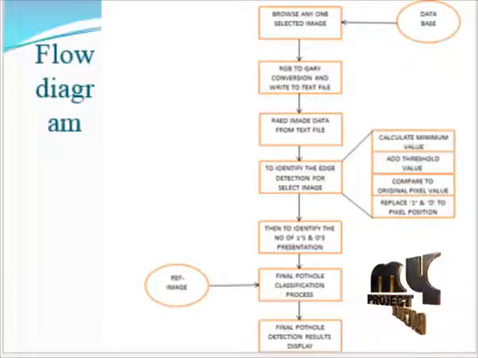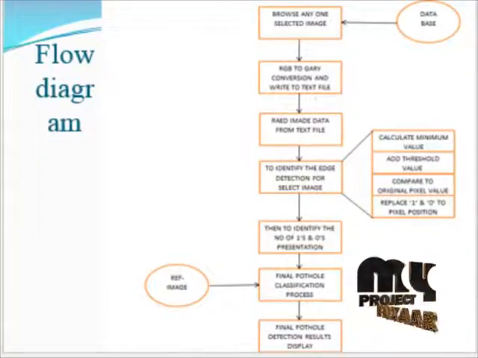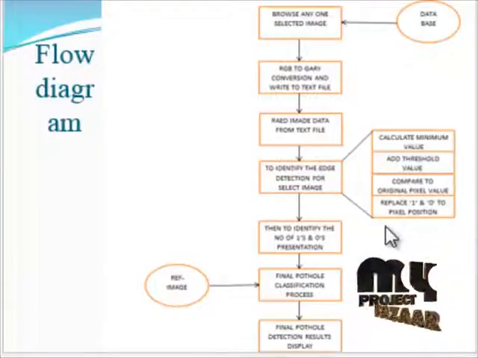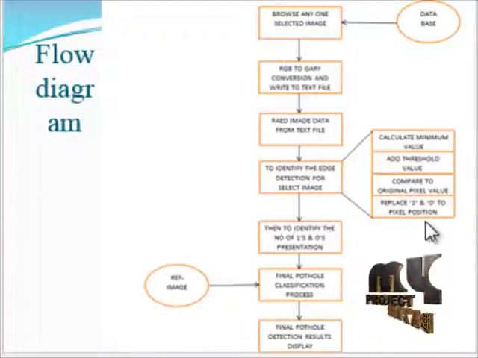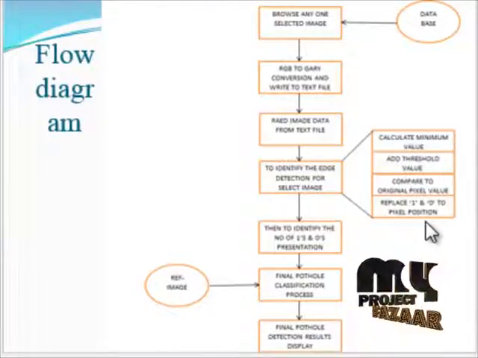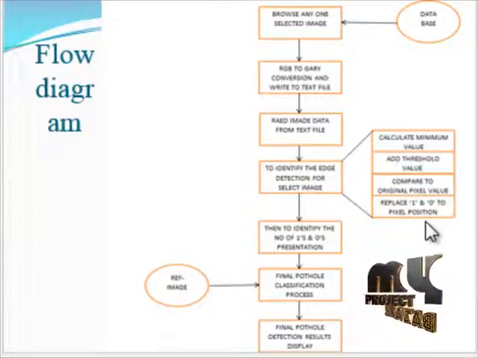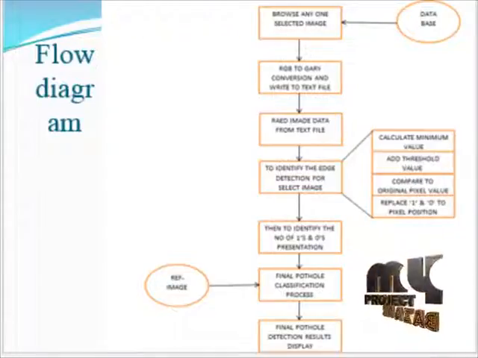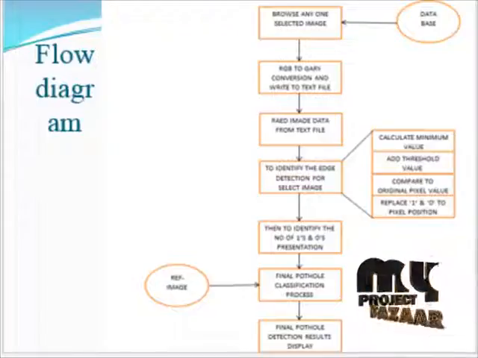After adding the threshold value, we give the clock pulse and compare with the original pixel value, and then replace the values at the pixel positions. We use the threshold values, the x direction for shortest element distance, and the minimum data distance values. For the final pothole classification process, we read the image with the threshold value we gave, and give that as input for the final pothole detection result display.